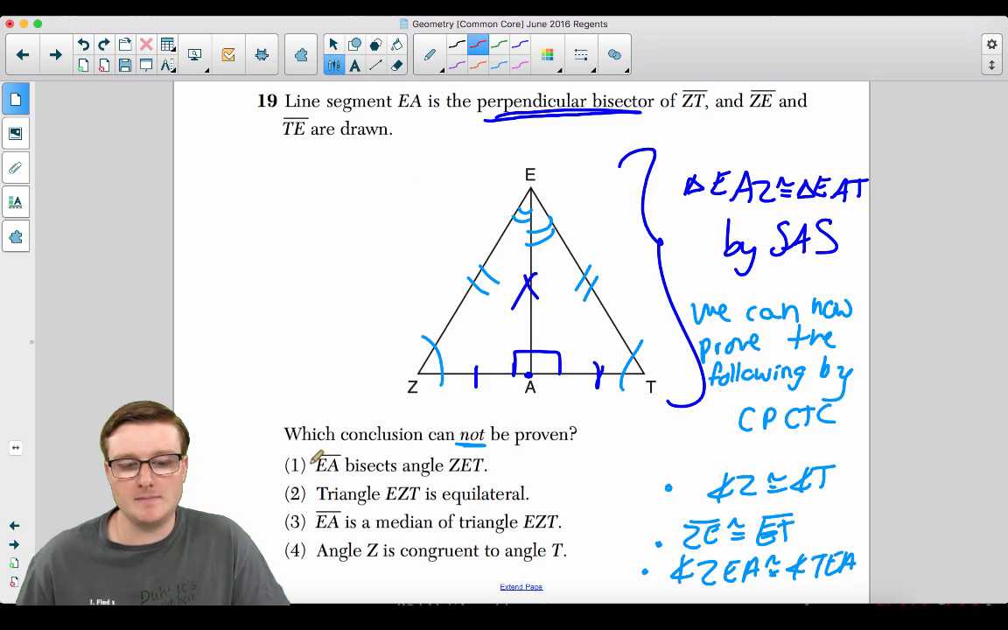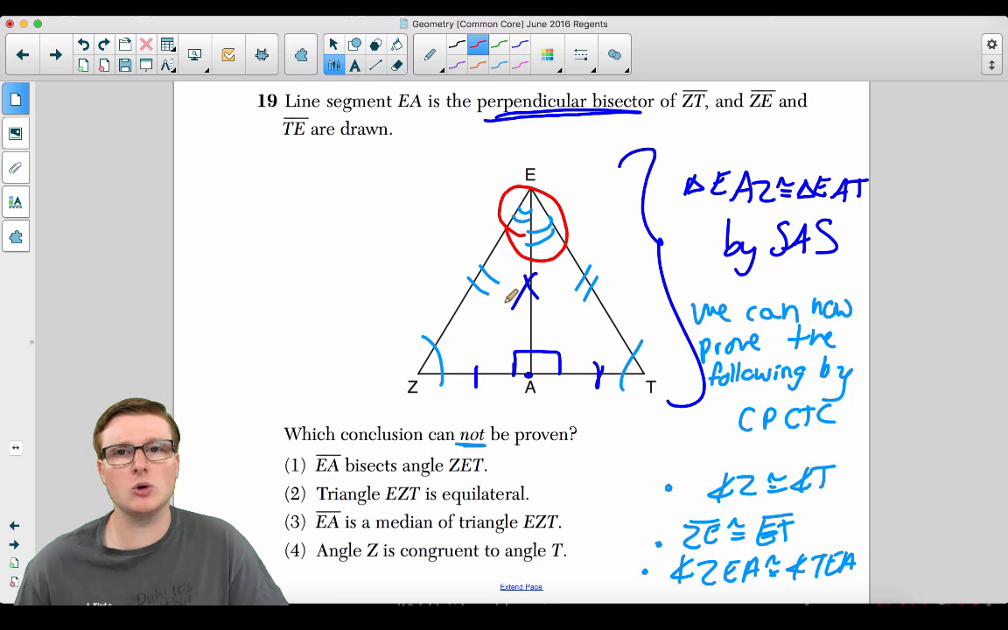Well, let's take a look at choice 1. Line EA bisects angle ZET. Is that true? Of course it is, because these two angles are congruent by CPCTC. So that is true. Choice 2 says triangle EZT, so the whole triangle, is equilateral.